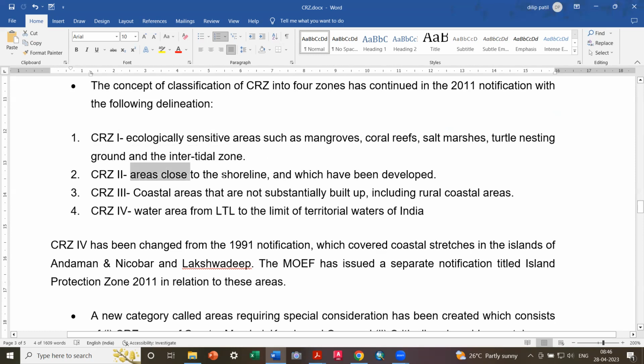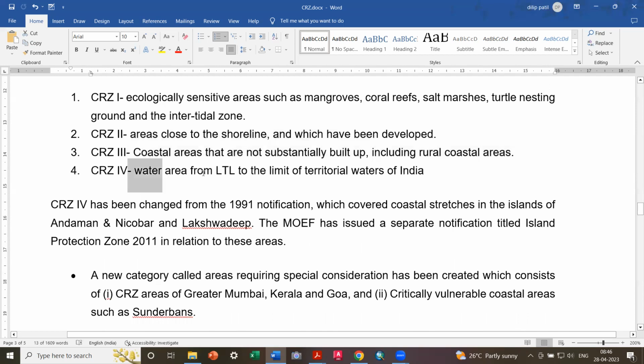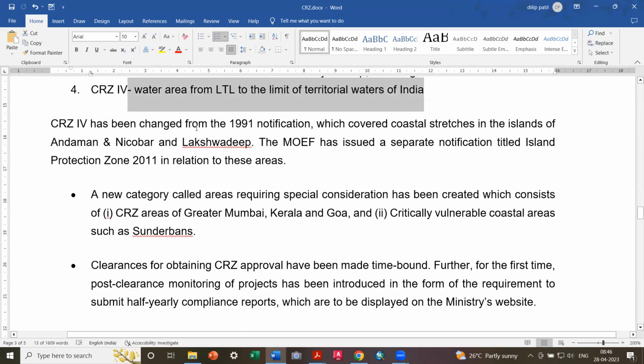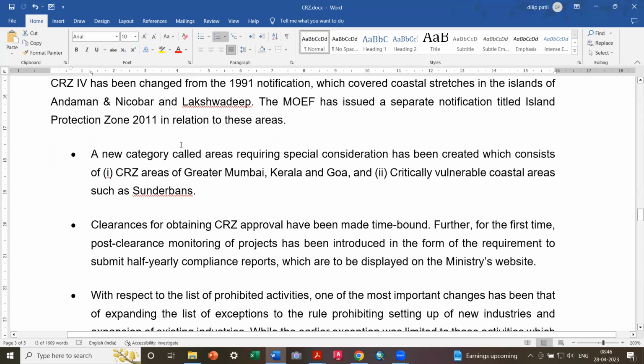Then again, CRZ2 are areas close to the shoreline and which have been developed. Then CRZ3, coastal areas that are not substantially built up, including the rural coastal areas. Then CRZ4, water area from the low tide line to the limit of the territorial waters of India. So CRZ4 has been changed from the 1991 notification, which covered the coastal stretches in the islands of the Andaman, Nicobar, Lakshadweep. Then MOEF has issued a separate notification titled Island Protection Zone 2011 in relation to these areas.